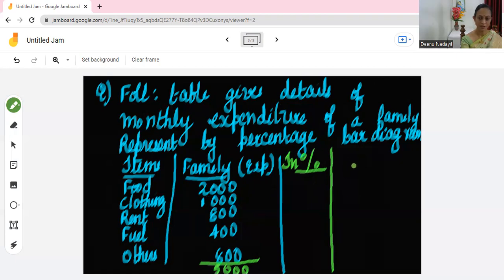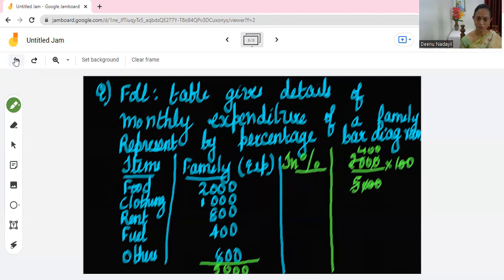Let me write it here and show you. For the first one, 2000 divided by this total, which is the sum of all these, 5000, into 100. When we cancel the zeros it comes to 400, and one more zero will go, so it comes to 40. So 40 percent. This is how we are doing it in terms of percentage.